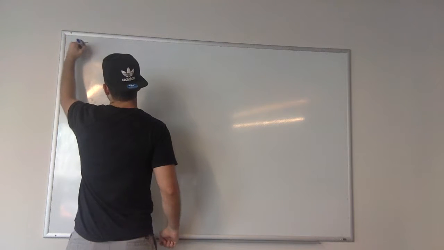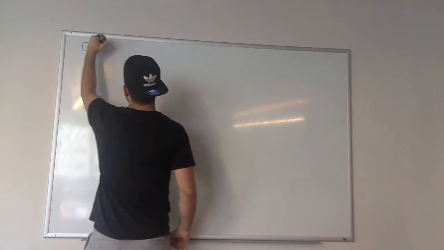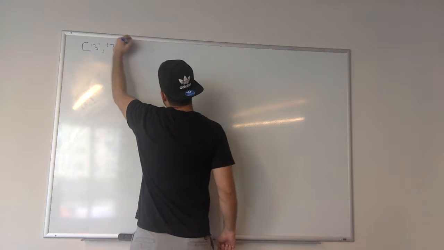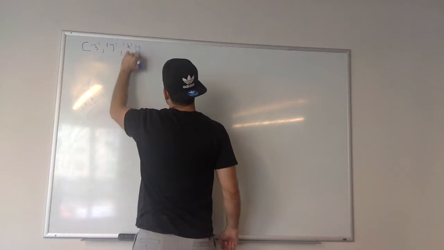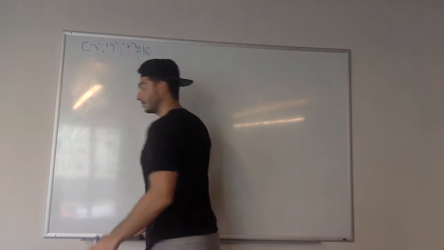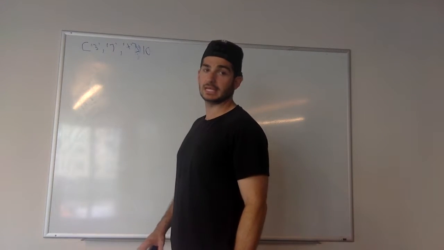So for a quick example, let's say we had an array of size 3. The first element is 3, the second element is 7, and the last element is the addition operator. This would output 10, because 3 plus 7 is 10.